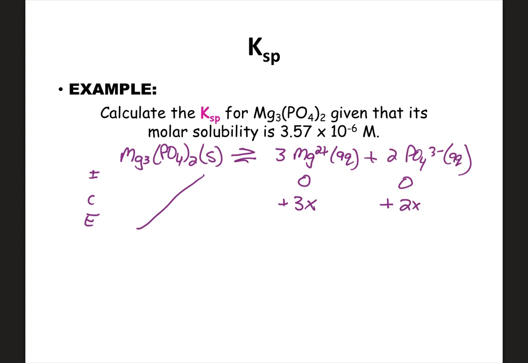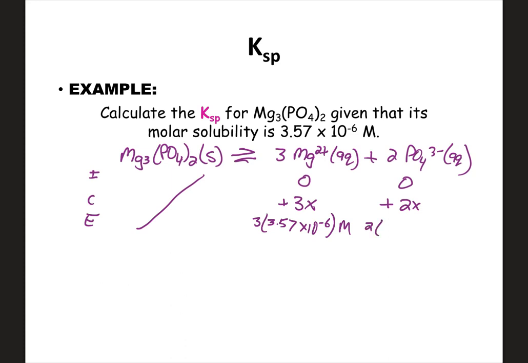So when we have this version of the problem and they tell you the molar solubility, they're essentially telling you what x is. When they give you the molar solubility, that's the value of x. So the concentration of the Mg2+ here at equilibrium is going to be 3 times the molar solubility. So 3 times 3.57 times 10 to the minus 6 molar. And then the concentration of the PO4 3- is going to be 2 times the molar solubility.